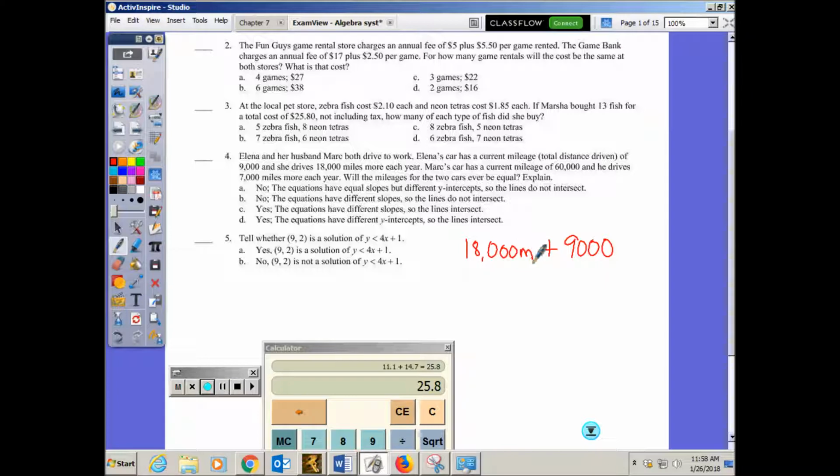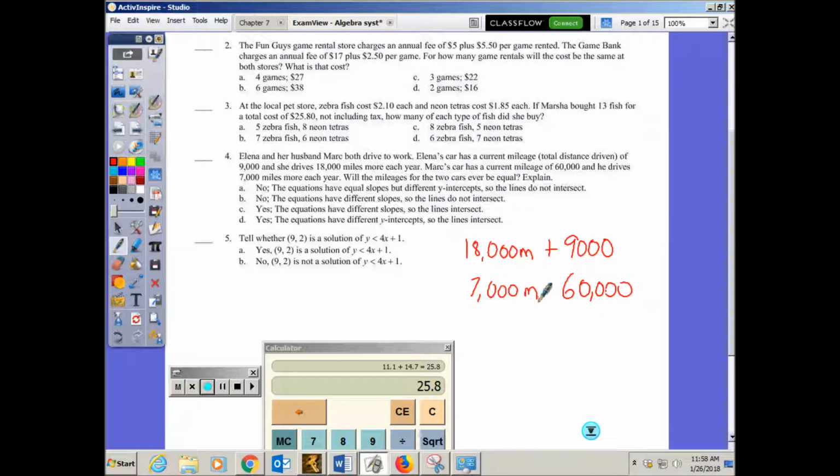Okay, that's Elena. For Mark, he currently has 60,000 miles, and he drives 7,000 miles a year. Will the mileage of the two cars ever be equal? Well, eventually, if they both keep their cars, she's going to catch up to him. She has fewer miles to start with, but she drives a lot more.